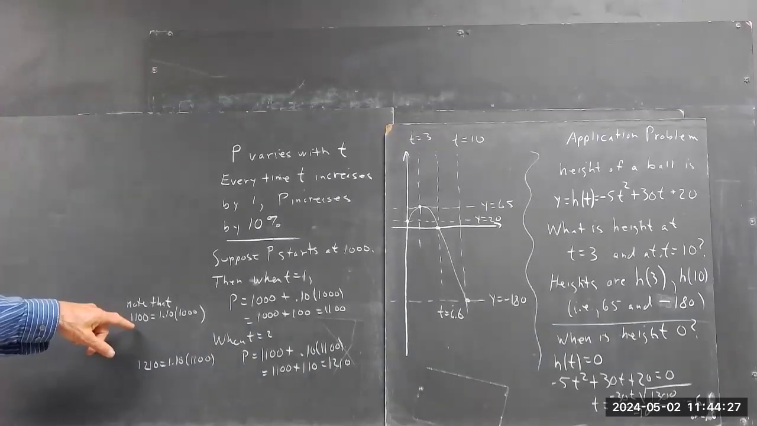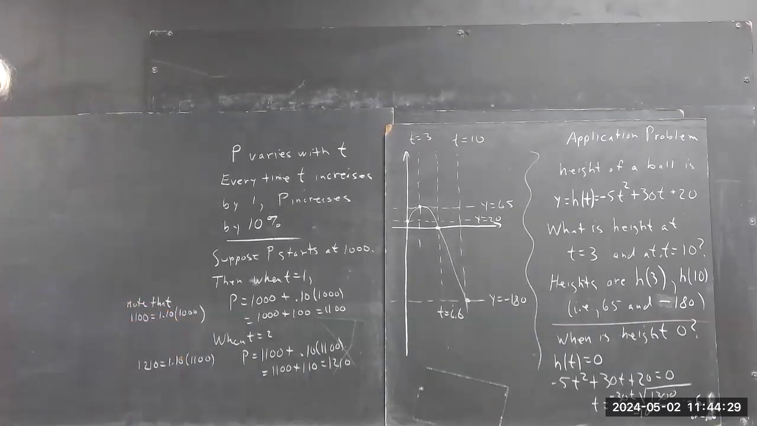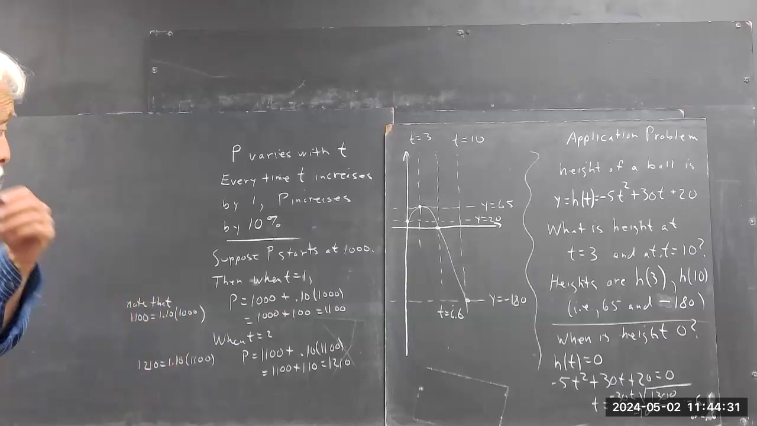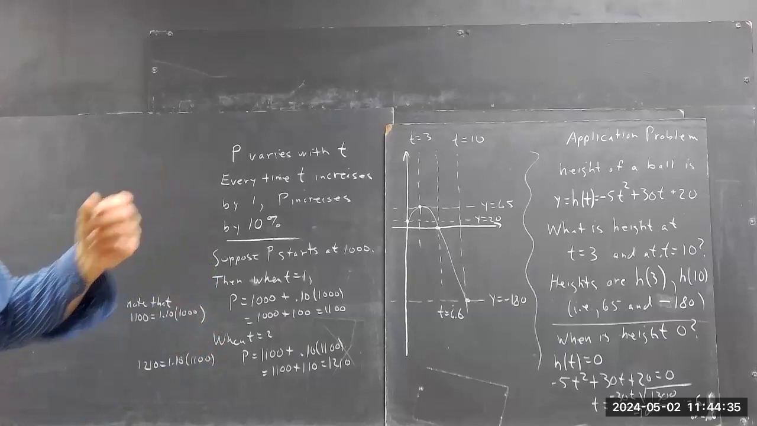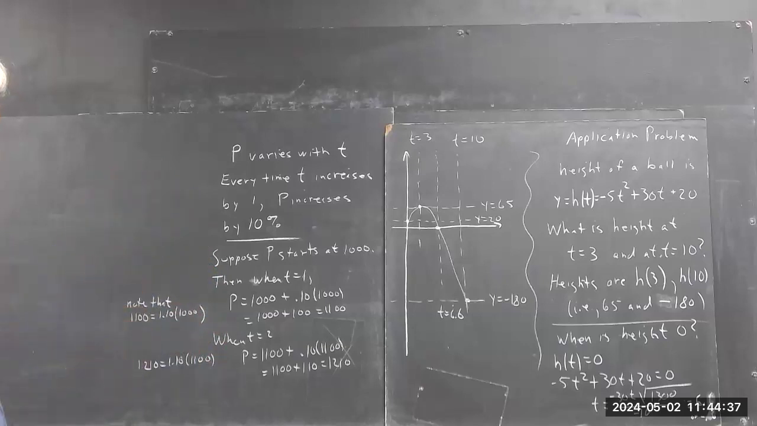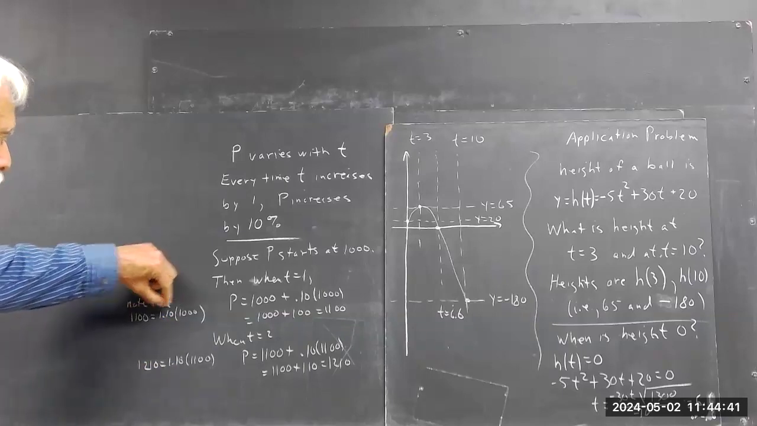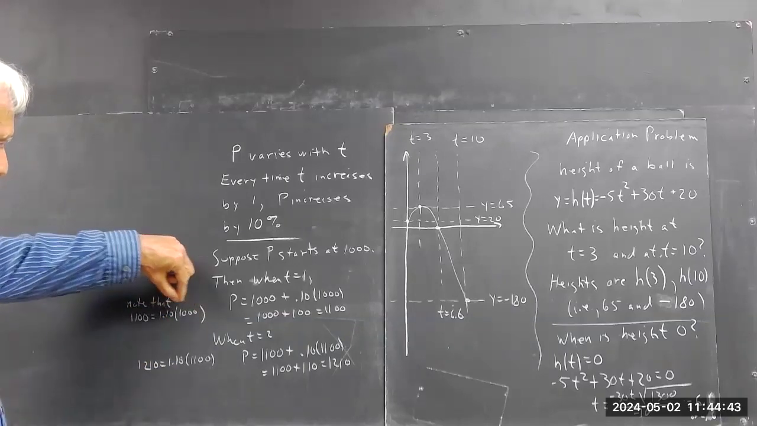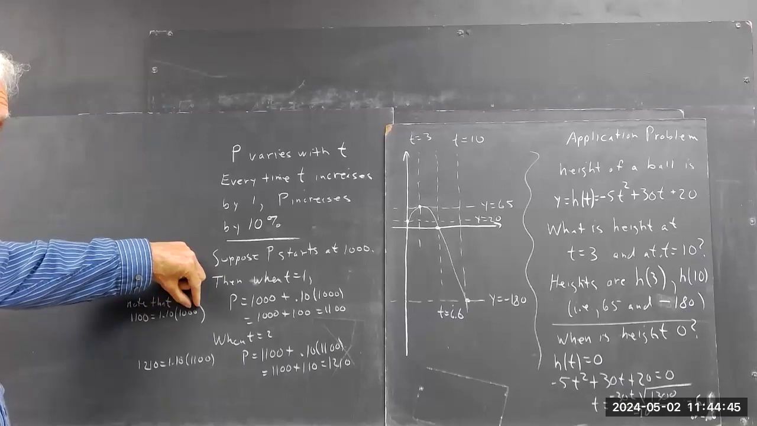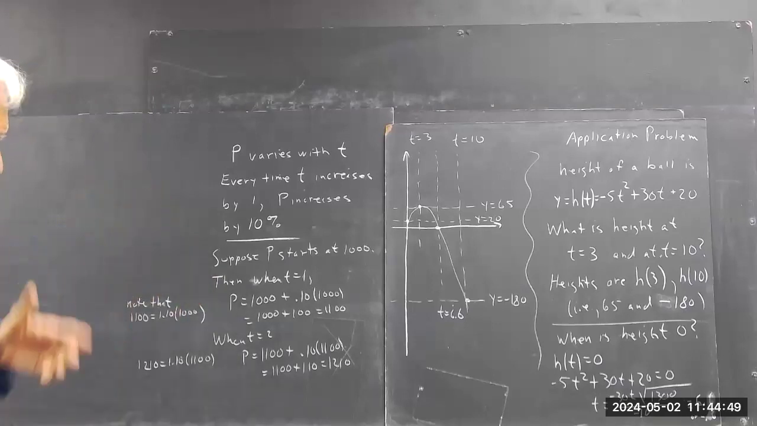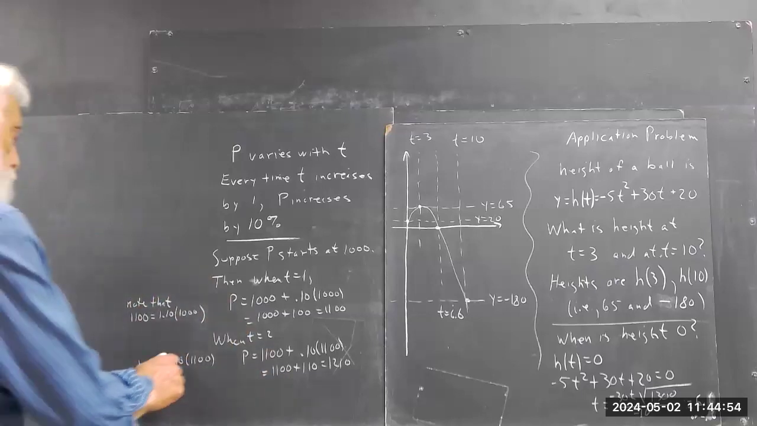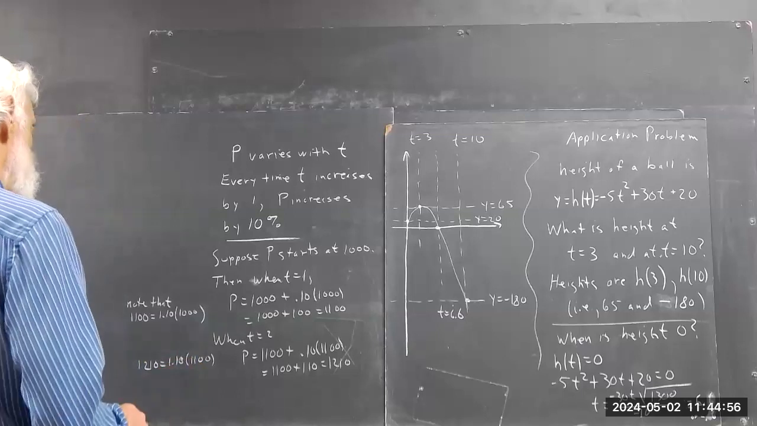Now you note that 1,100 is 1.10 times 1,000. Why is that? Because when you add 10%, you're adding 0.1 of whatever you had to what you have. So the 1 times 1,000 is what you started with. The 0.10 times 1,000 is what you added. So you need to understand that. Now we've talked about that when we introduced exponential functions.